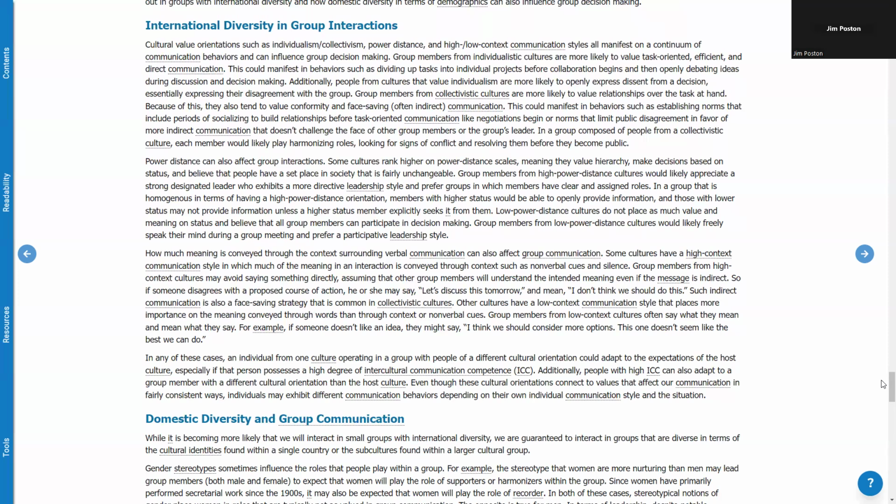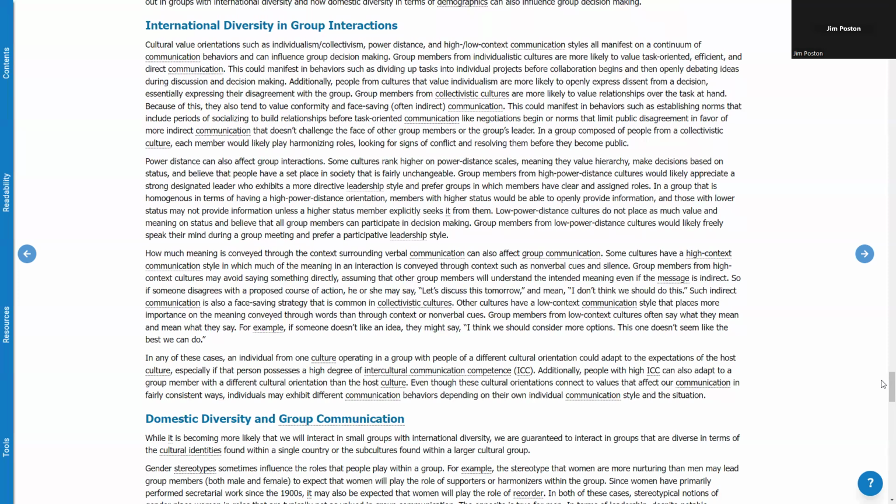In a group that is homogeneous in terms of having a high power distance orientation, members with higher status would be able to openly provide information, and those with lower status may not provide information unless a higher status member explicitly seeks it from them.